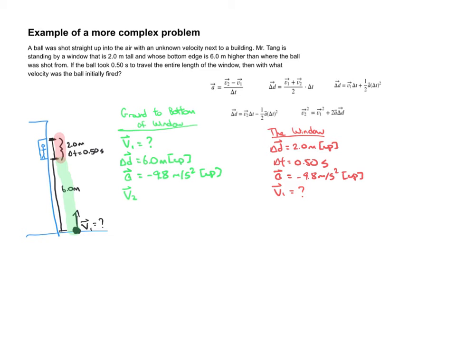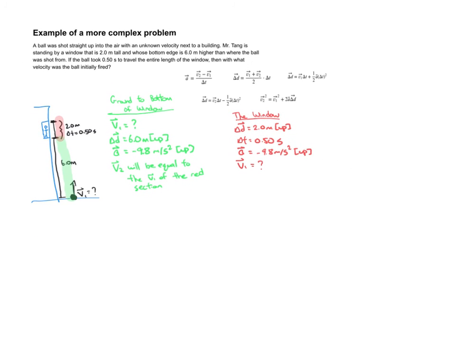So in other words, v2 in the green section will be equal to the v1 of the red section. I'll just call it the red section because I have colors, so it's easiest to do that. So that's kind of how I'm going to end up approaching this problem here. So I'm going to start with the red section and find that v1.